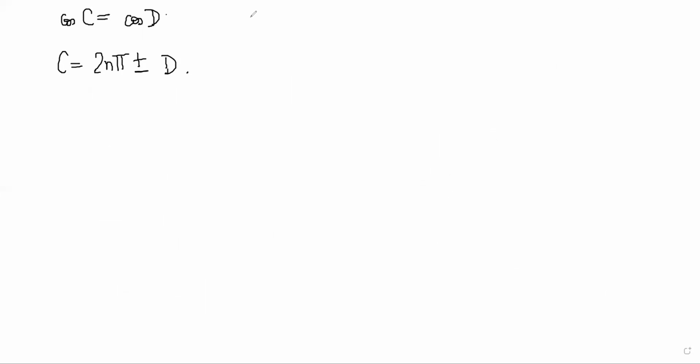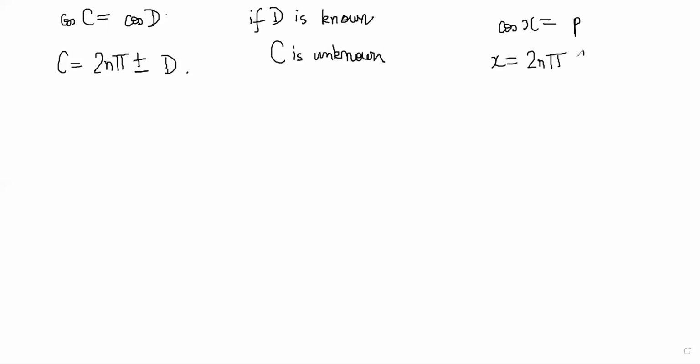So if D is known and C is unknown, if it is an equation like this, cos x is equal to some p, then you will write x is equal to 2n pi plus minus cos inverse p, whatever it is. If it is some nice value of p where you know the angle, then you don't need to do this. If it is not some nice value, then you will have to write it like this. Correct? So that is my cos x equation.